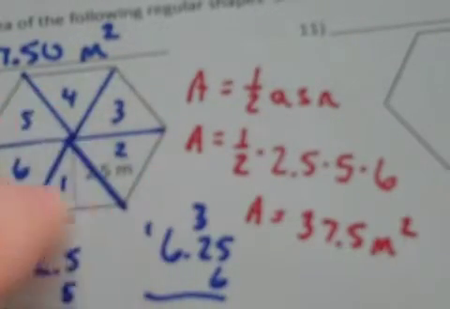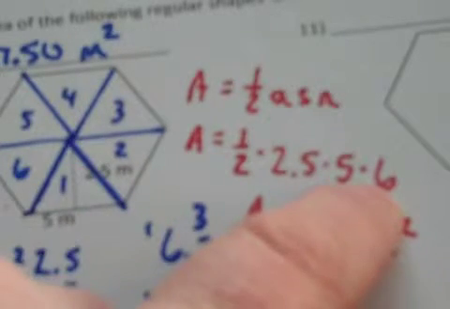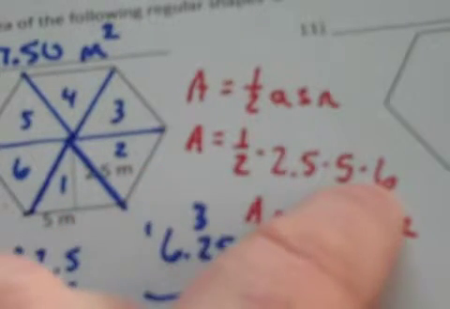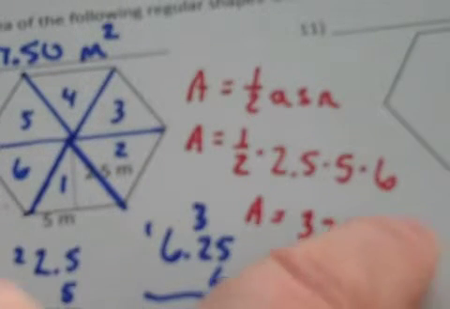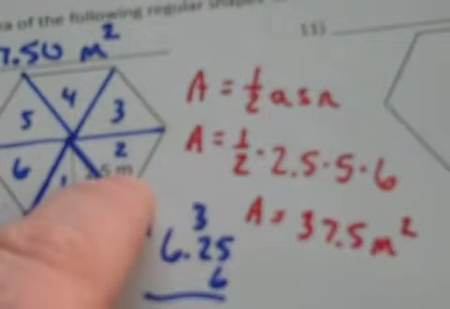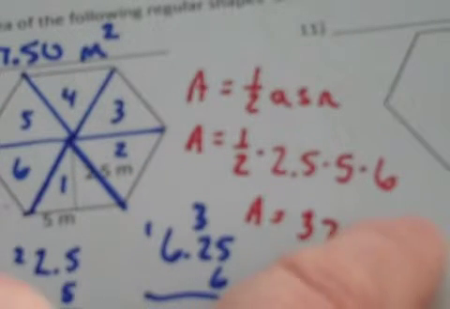And N is the number of sides. Again, this is a hexagon. Hex means 6, and there's the 6. And when you do all of that multiplication, you get the same answer of 37.5. Remember your label. Meters is what I was measuring the original picture in, and it's squared because it's area. 37.5 meters squared. Choose whichever method you are more comfortable with, the blue method or the red method, but now you try problem number 11.